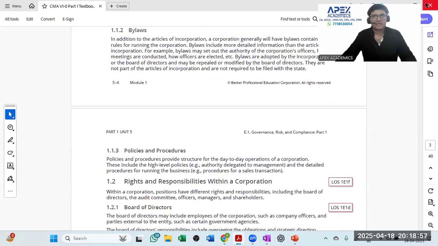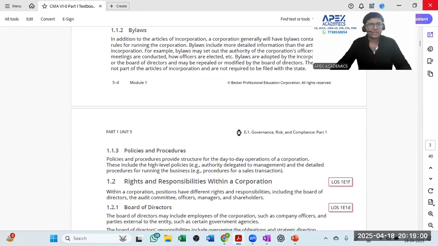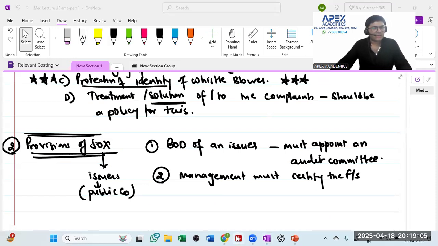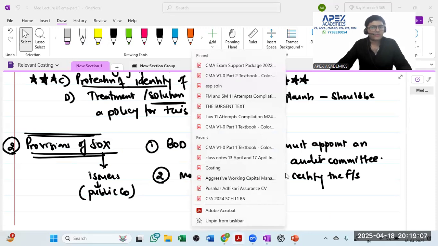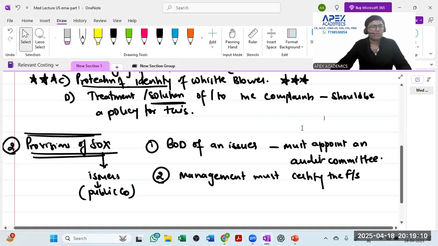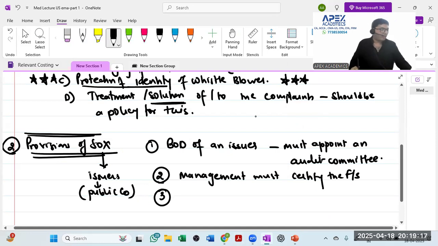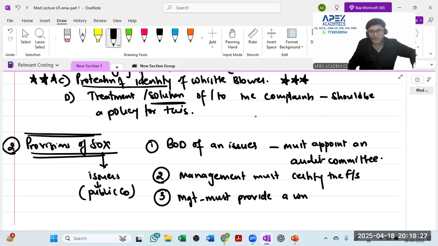Please try to understand what I'm trying to say here. The management, no matter what happens, has to certify what? The financial statements. We have seen this yesterday in our lecture on SOX. The third point, an important point: the management must provide a written report. What must the management do? They must provide a written report.